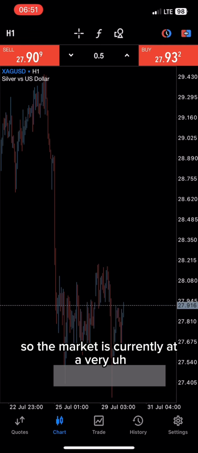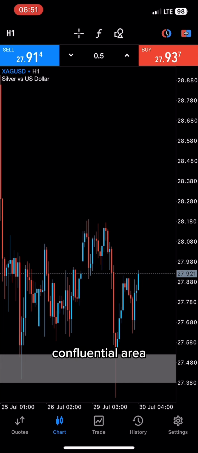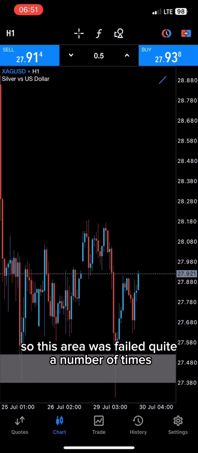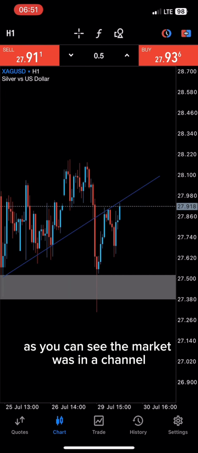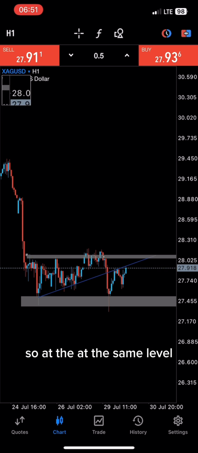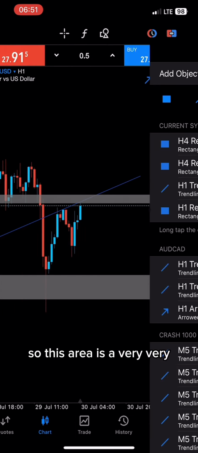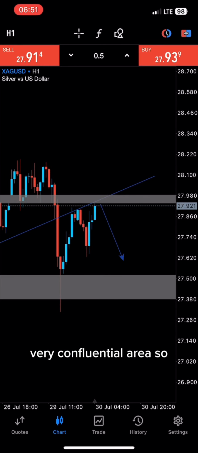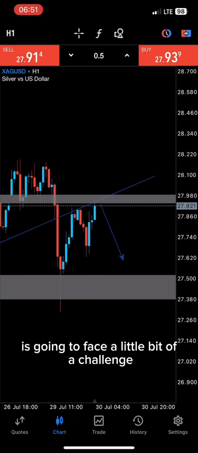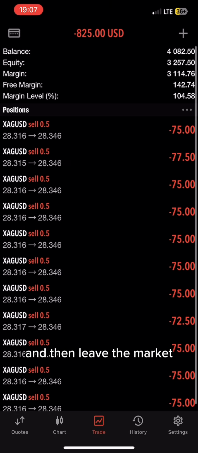So the market is currently at a very confluential area. So this area was failed quite a number of times. As you can see, the market was in a channel that it broke to the downside, and then this market is being respected again. So at the same level, there was another area that is being respected. So this area is a very, very, very confluential area. So it means the market is going to face a little bit of a challenge, which means we can sell for some time and then just scalp the market and then leave the market.